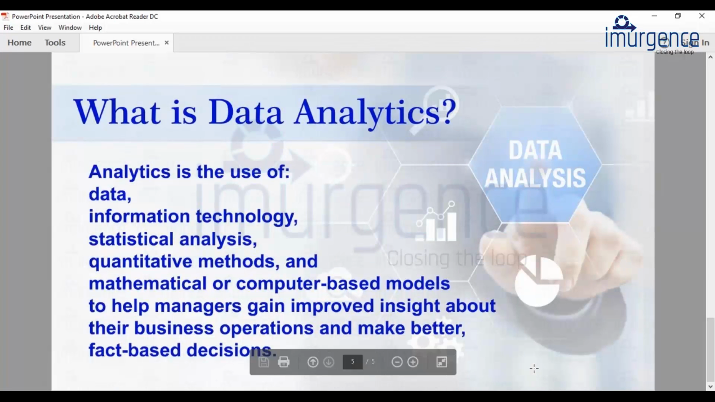So what is data analytics? Now there are a lot of terms: we call it data science, we call it analytics, we say machine learning, right? We call it artificial intelligence. Now all of these terminologies should be known to you as a person who is into analytics. So let's talk a little bit about data analytics, right? Analytics is always done on data. So that's in essence data analytics. So analytics is the use of data, information, statistical analysis, quantitative methods, and computer based models so that managers and decision makers can get improved insight about their business operation and make fact based decisions. That is what is data analysis or analytics in a nutshell.